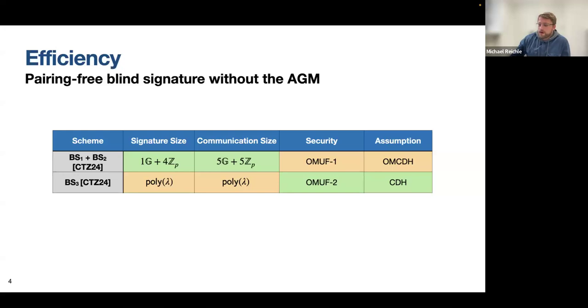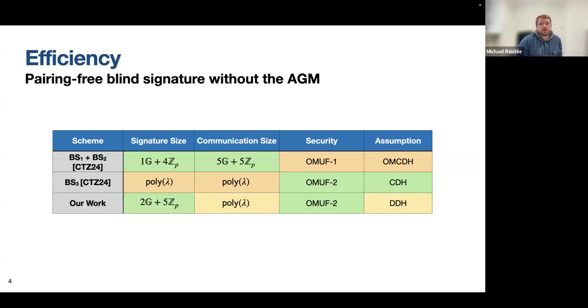Our work tries to optimize this. What we give is a scheme that still has very good signature size, I would say: one more group element and one more Zp element compared to the first two constructions. Communication size is still poly, but at least in terms of concrete efficiency, it's better than BS3. In terms of security, we also get OM of 2, but the assumption is DDH. This is a bit worse than CDH, but I would say it's still a lot better than a one-more assumption.